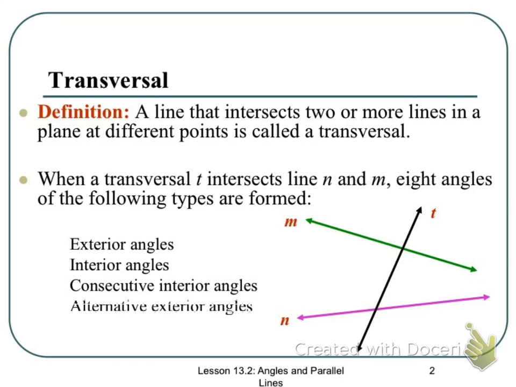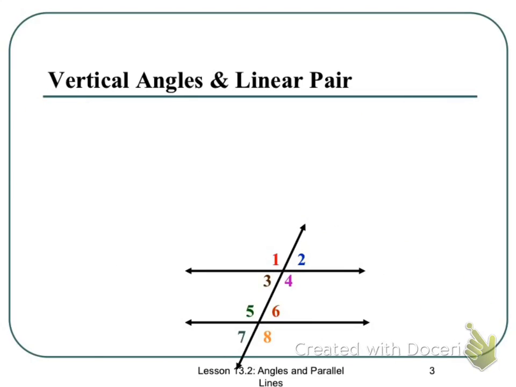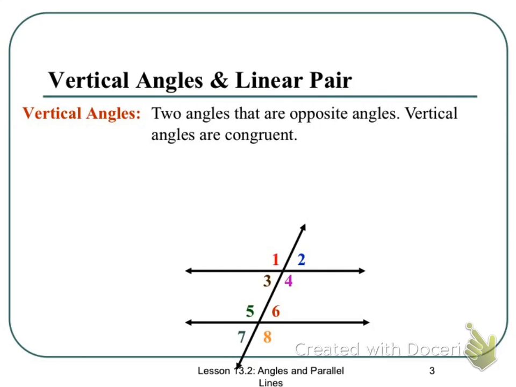Different types of angles are formed. They're all listed here: exterior angles, interior angles, consecutive interior angles, alternate exterior, alternate interior, and also corresponding. So when we have parallel lines that are being intersected, we can tell the vertical angles, right? They're the opposite angles and they're equal or congruent. So in this case we have 1 equal to 4, 2 equal to 3, 5 equal to 8, and 6 equal to 7.